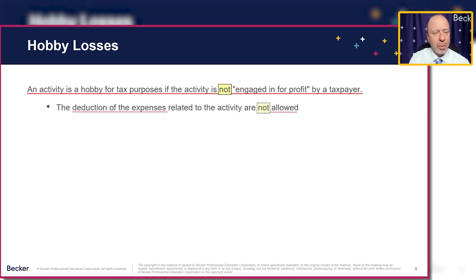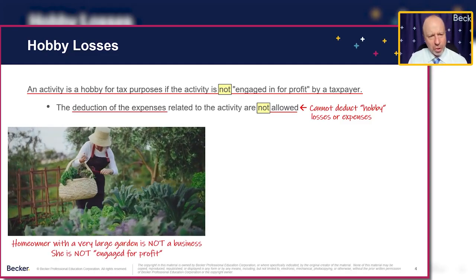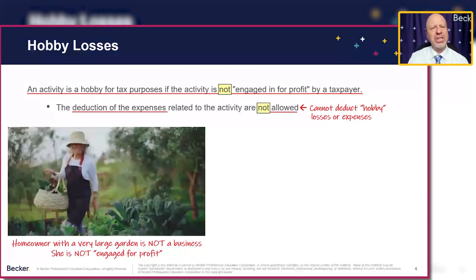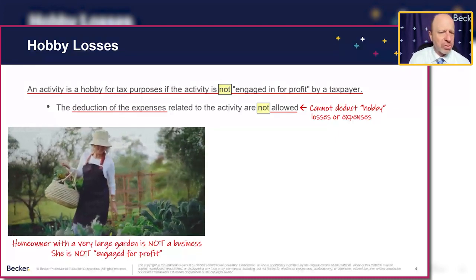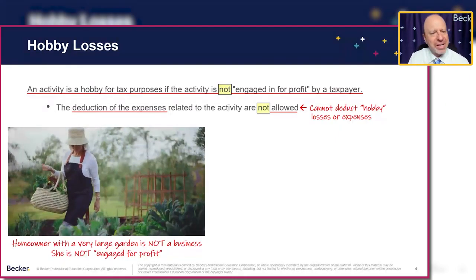So what we have to be aware of is that the deduction of expenses for these hobbies is not going to be allowed. You're not allowed to deduct hobby losses or hobby expenses, only business losses and business expenses. So think about someone in their backyard who has a beautiful garden and spends a lot of money on that garden, and they say, you know what, I should be allowed to deduct some of this because I grow stuff and I eat it. So I want to deduct these losses. No, it's just a hobby. It's your backyard. You're not selling it.